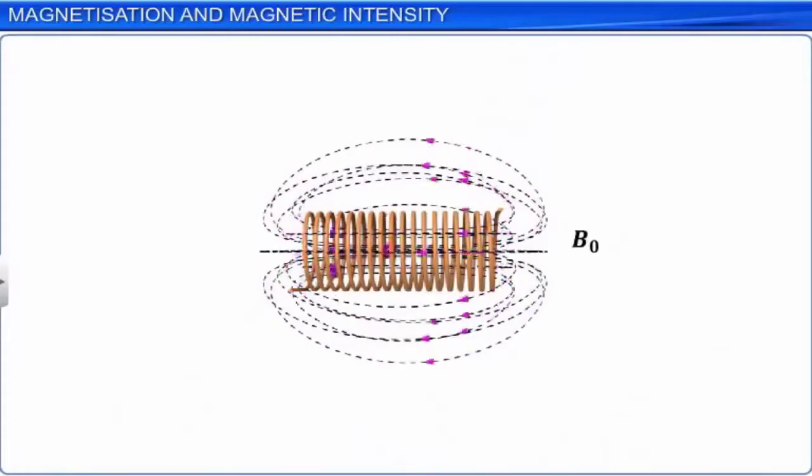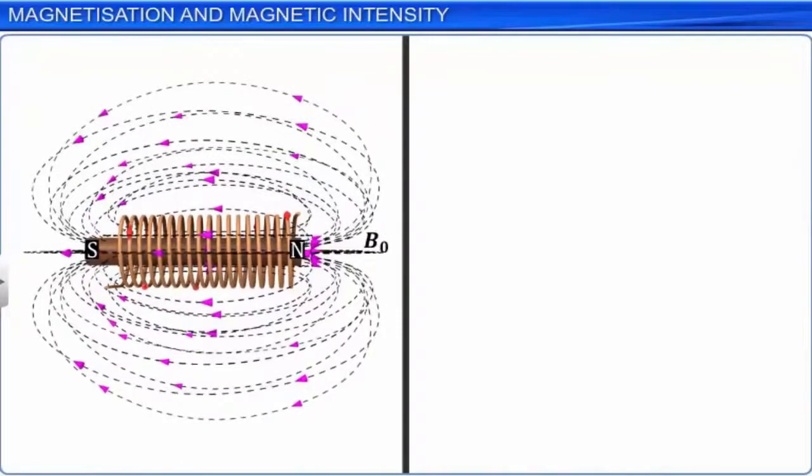In such cases, the total magnetic field inside the material is the sum of the magnetic field due to the current carrying solenoid and the magnetic field due to the magnetization of the material. That is, B = B0 + Bm, where B is the total magnetic field inside the material, B0 is the magnetic field due to the current carrying solenoid, and Bm is the magnetic field due to the magnetization of the material. Let this be equation 1.